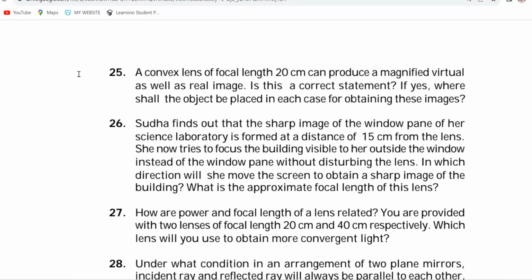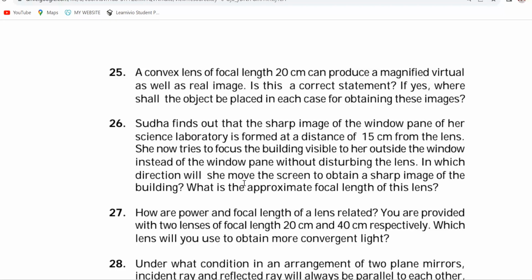You know very well the same property of the concave mirror is shown by the convex lens. Convex lens and concave mirror both show almost the same type of image formation. So this question is exactly the same, with exactly the same numerical values that you have done previously. That's the same question, but this time instead of a mirror, it is a convex lens.